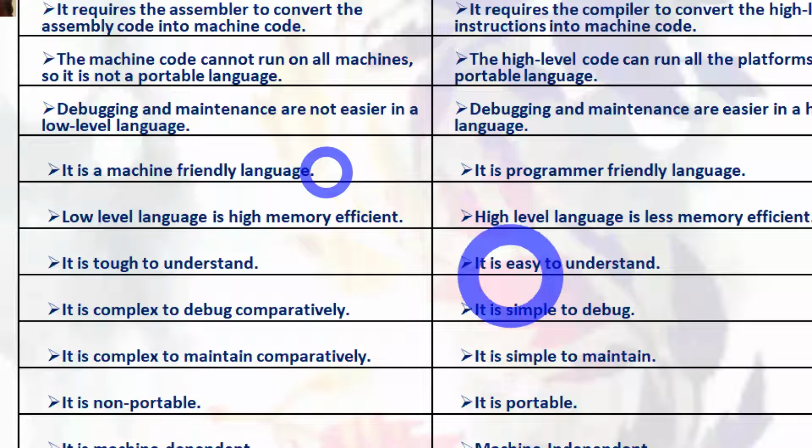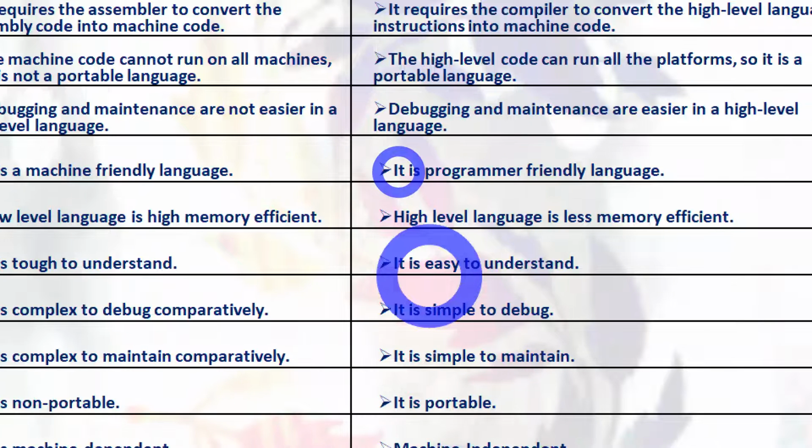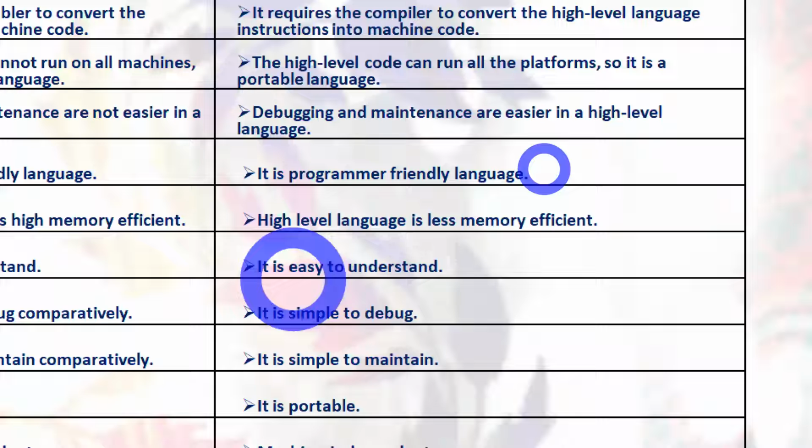Low level language is machine friendly, completely in the form of zeros and ones, and somewhat at the next level, assembly language uses mnemonics. But high level language is programmer friendly, user understandable, user friendly language.